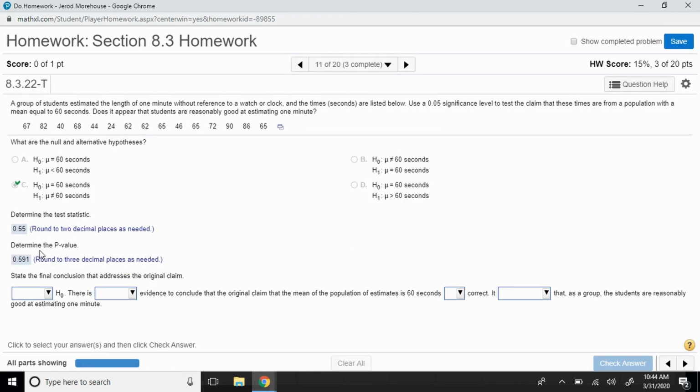Okay, our p-value here compared to our significance level. Our p-value is greater than 5%. So we're going to fail to reject. There is not sufficient evidence to conclude that the original claim that the mean of the population of estimates is 60 seconds is not correct. It appears that as a group, the students are reasonably good at estimating 1 minute. Let's check that answer.